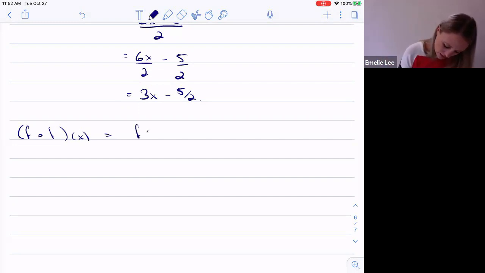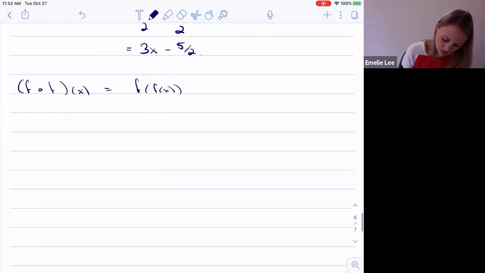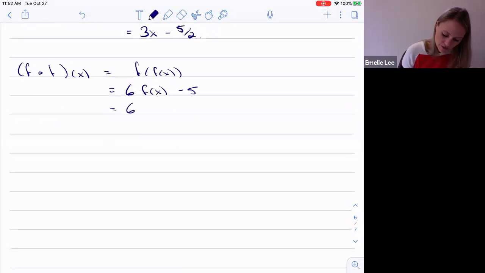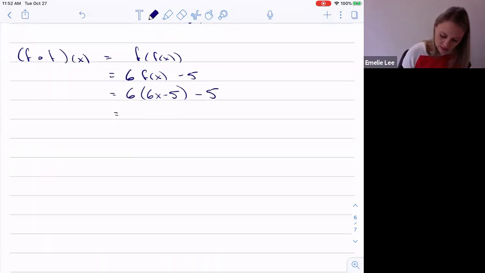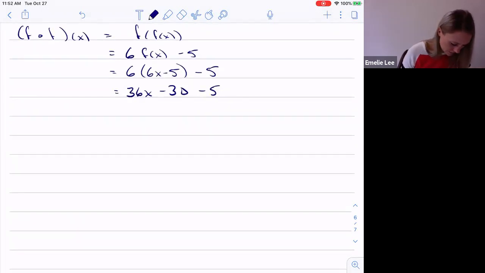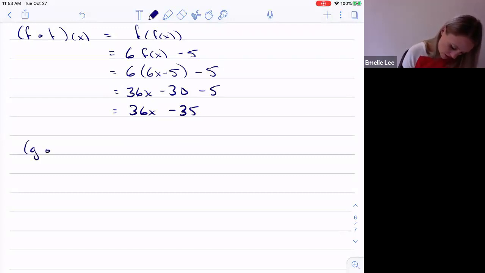So f of f of x, where f of x was 6x minus 5. So I get 6 f of x minus 5. F of x is 6x minus 5, and then minus 5. I can expand this and simplify, so I get 36x minus 30 minus 5. Did I copy? Yeah. So I get 36x minus 35. How about g of g of x?